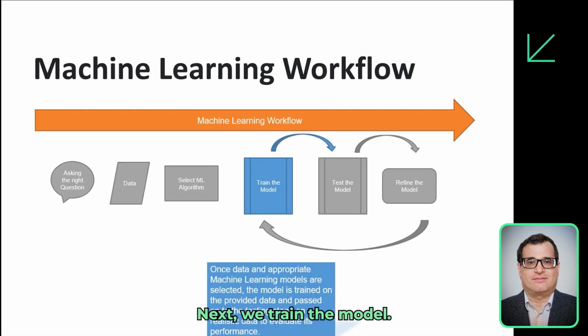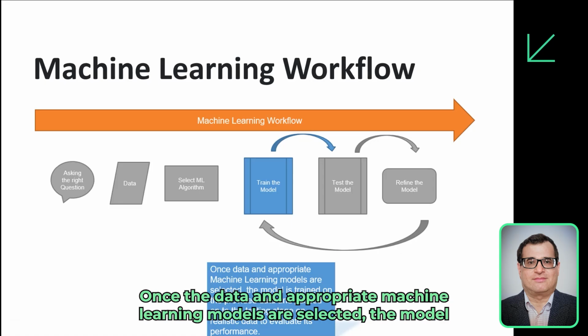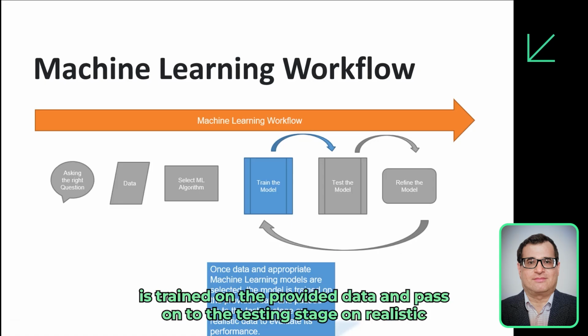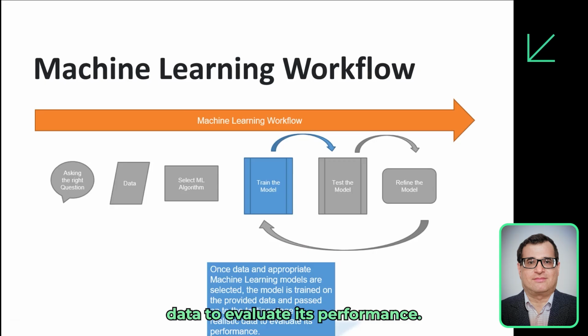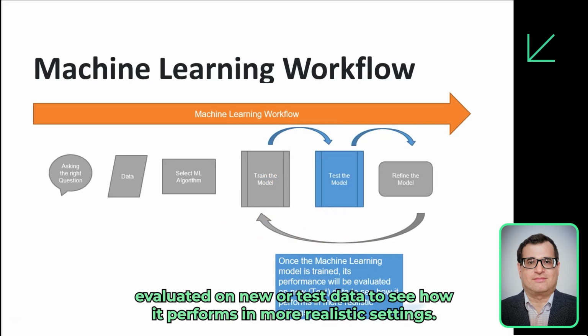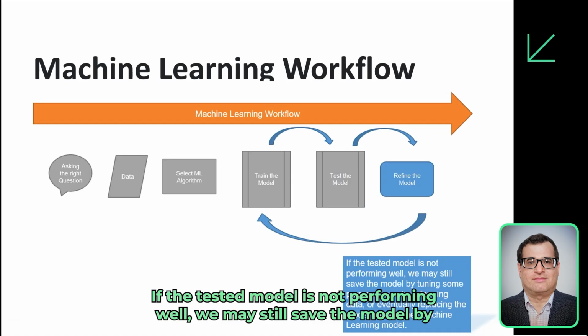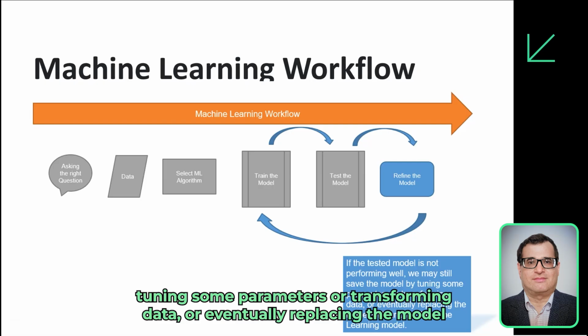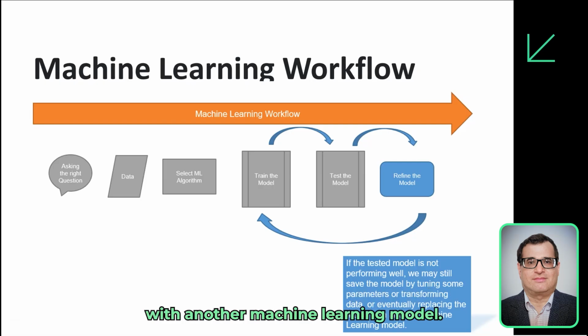Next, we train the model. Once the data and appropriate machine learning models are selected, the model is trained on the provided data and passed on to the testing stage on realistic data to evaluate its performance. Once the machine learning model is trained, its performance will be evaluated on new or test data to see how it performs in more realistic settings. If the tested model is not performing well, we may still save the model by tuning some parameters or transforming data or eventually replacing the model with another machine learning model.